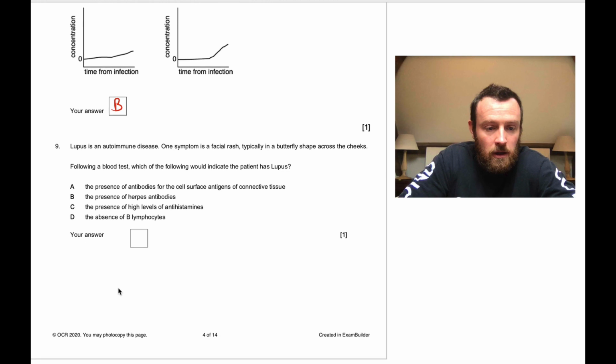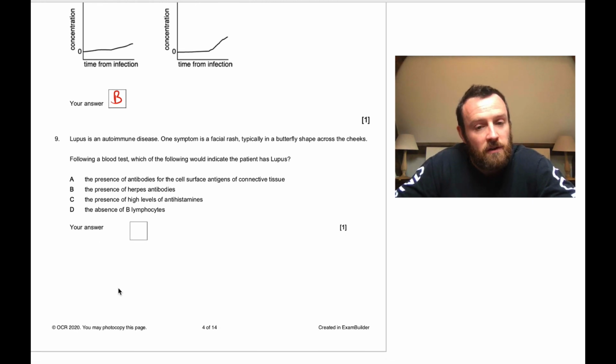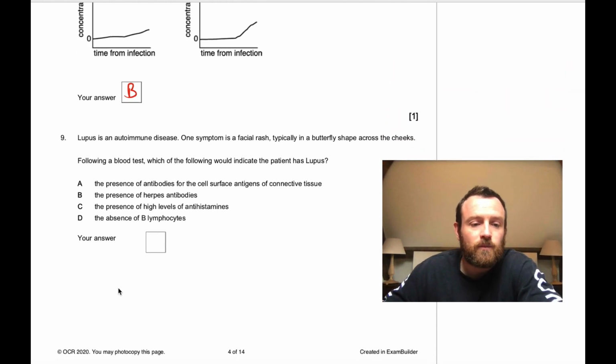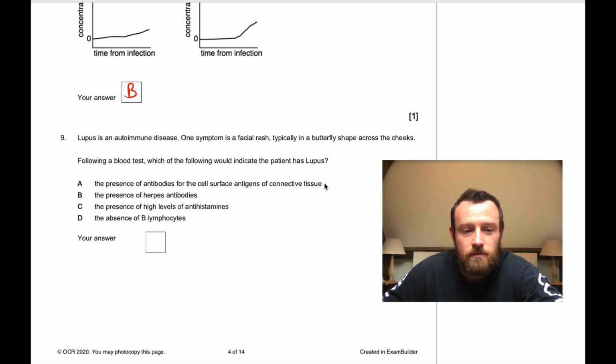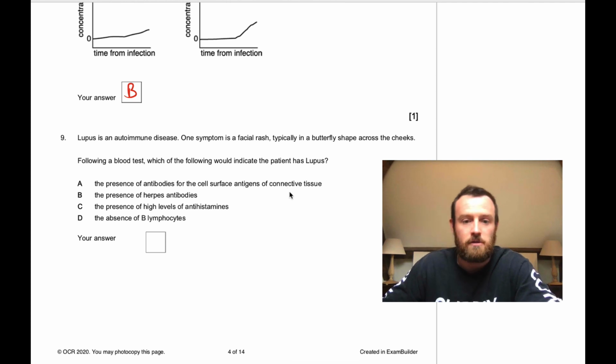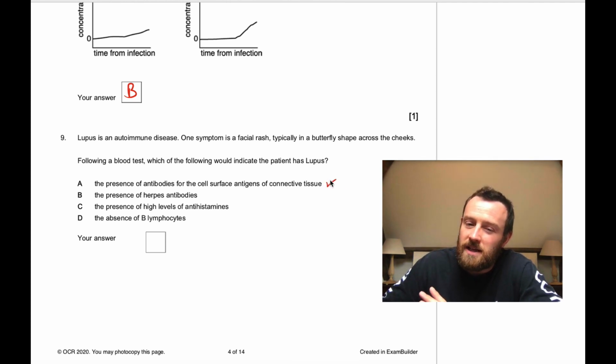Okay, on to 9 about lupus. Pause the video if you need to do it. Okay, so it's an autoimmune disease. You can get a facial rash, typically in a butterfly shape across the cheeks. Following a blood test, which of the following would indicate a patient has lupus? Zoom in a little. So, is it the presence of antibodies for the cell surface antigens of connective tissue? Now let's think about that. So you're producing antibodies against your own tissue. So yes, that sounds right. But let's just put a little question mark and keep going.